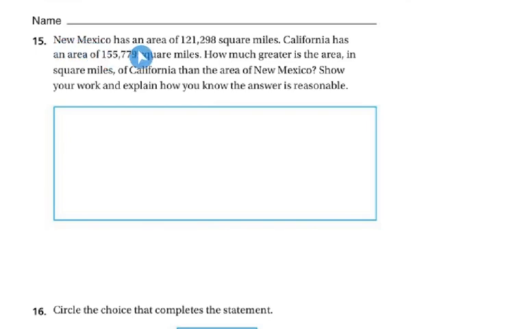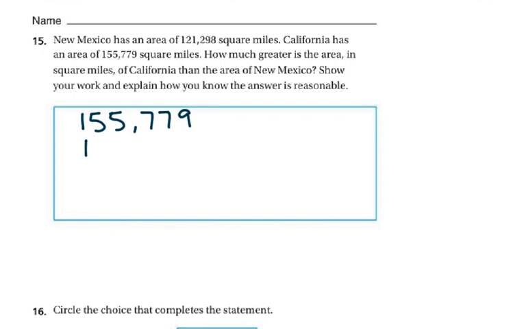All right, New Mexico has an area of 121,298 square miles. California has an area of 155,779 square miles. How much greater is the area in square miles of California than the area of New Mexico? Show your work and explain how you know the answer is reasonable. Well, if I'm trying to find out how much greater one number is than another number, then I know I'm not adding them together. I'm finding the difference, which means I'm going to be subtracting. So let's set up our subtraction problem. And I'm always going to put my biggest number on top. So 155,779. Make sure you line up your digits.